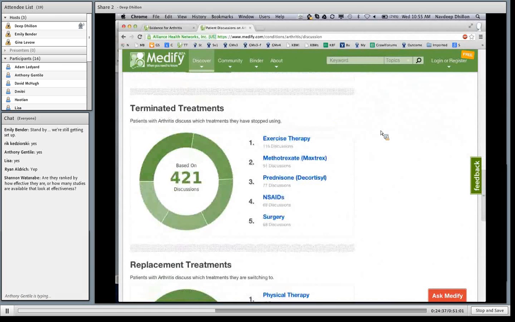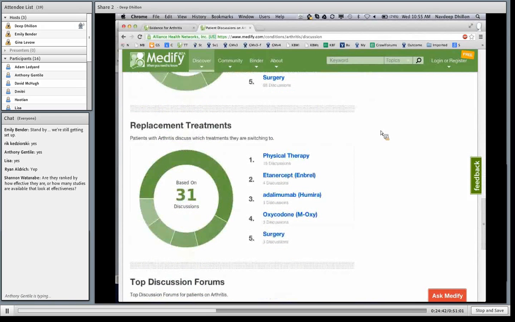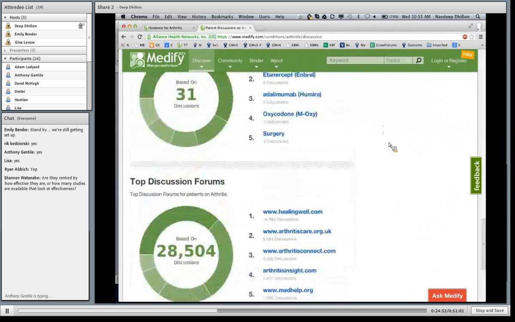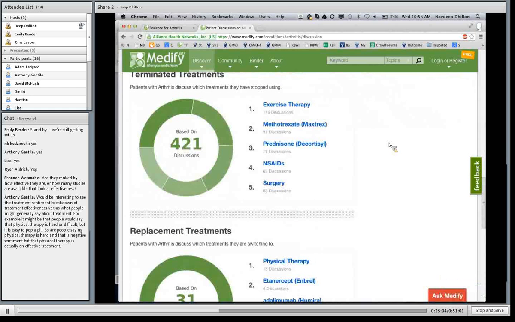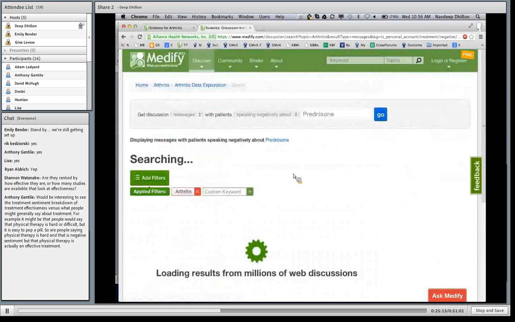Some of the other signals we look at are terminated treatments, so specifically people saying, I quit exercising or I'm no longer on methotrexate. Replacements, they're saying like I switched to treatment X, and then we look at the top discussion forums so that we can help guide folks off to wherever they want to go. This pivot is all around arthritis, but this general information space is going to bubble up if you pivot within a treatment lens. So if we go through prednisone, we'll wind up with a lens, or if we go through treatment for condition, so prednisone for arthritis would have another lens. Basically the same or similar stuff, but a little bit different.